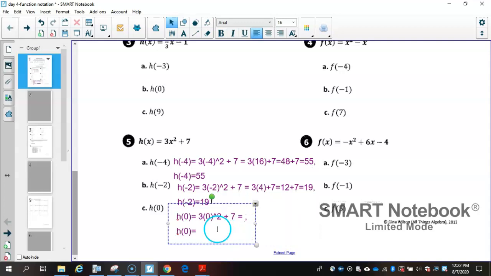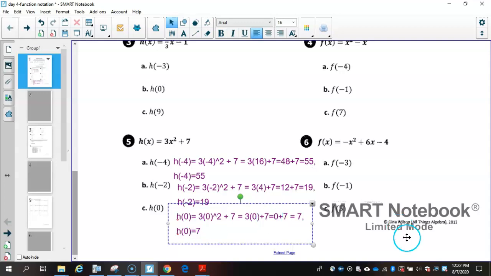Right? But 0 squared is 0 times itself. 0 times anything is 0. So this is still 3 times 0 plus 7. Well, we just said anything times 0 is 0. So this is going to be 0 plus 7, which is just 7. I was about to say 0 again, sorry. Which is just 7. So when x is 0, y is 7.